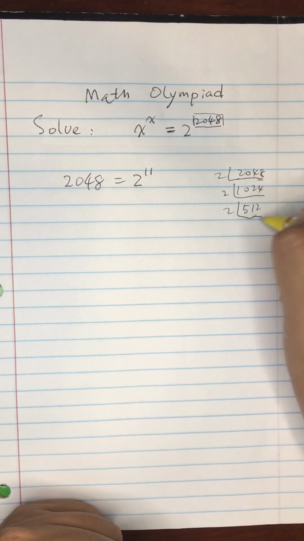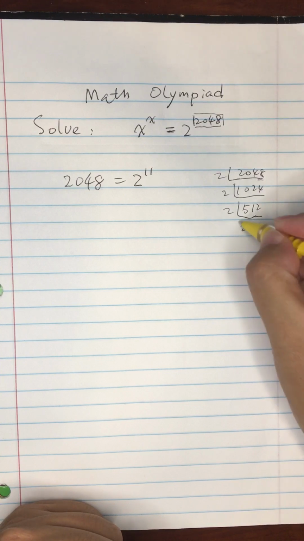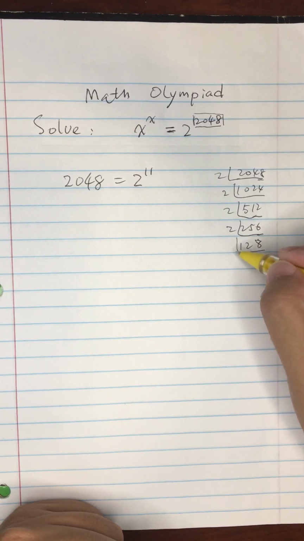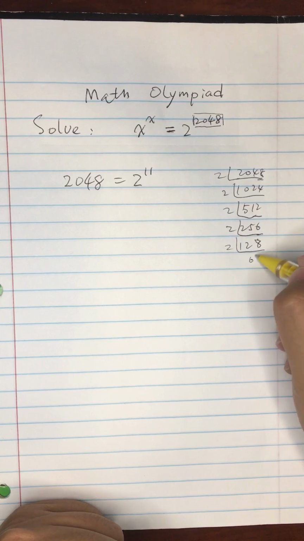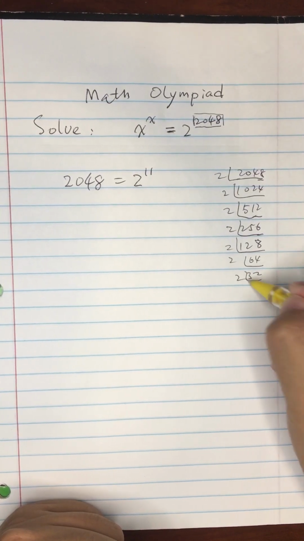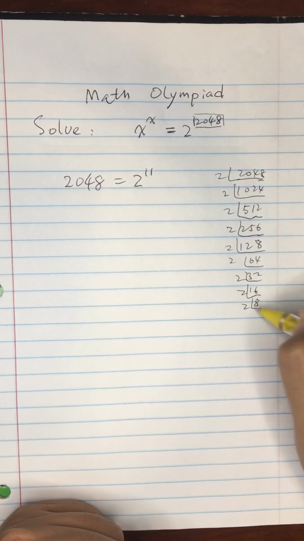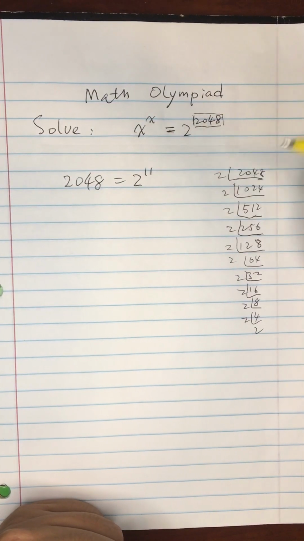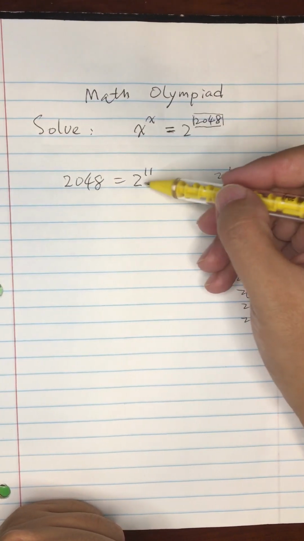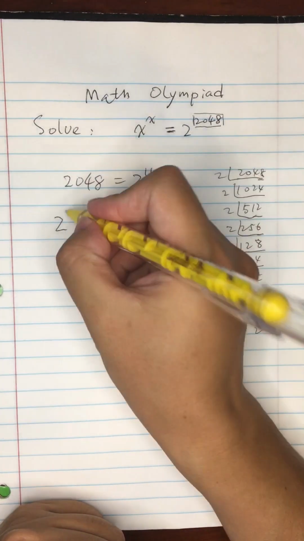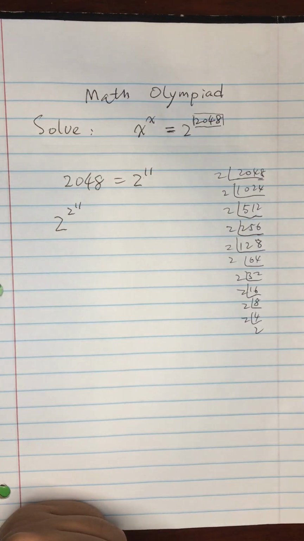And then you can keep on doing that: 2, 256, and then 2, 128, and then 2, 64, and then 2, 32, and then 2, 16, and then 2, 8, and then 2, 4, and then 2, 2. If you count the number of 2's, it's going to be 11. So 2048 is equal to 2 to the 11th power. So the right hand side is essentially 2 to the 2 to the 11th power.